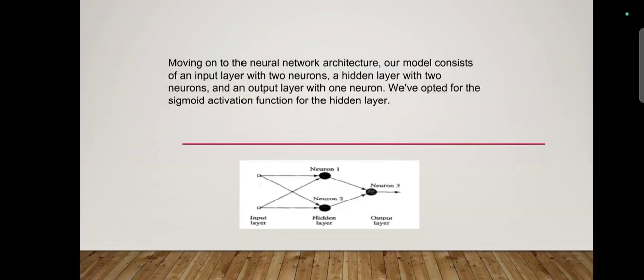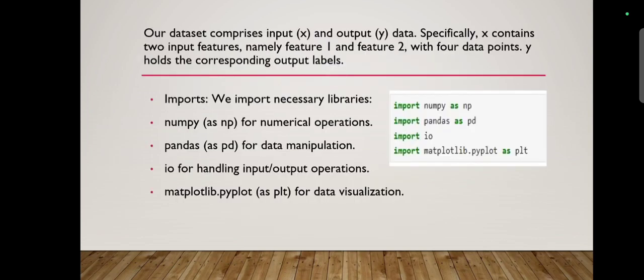Moving on to the neural network architecture, our model consists of an input layer with 2 neurons, a hidden layer with 2 neurons, and an output layer with 1 neuron. We have opted for the sigmoid activation function for the hidden layer.